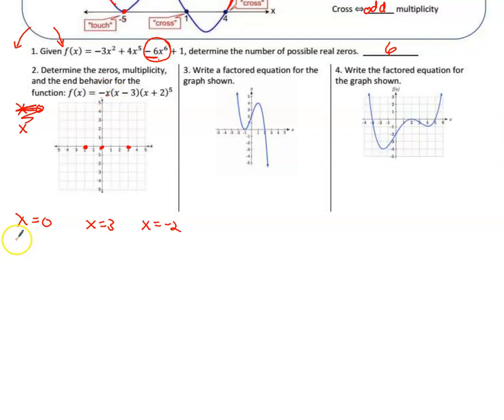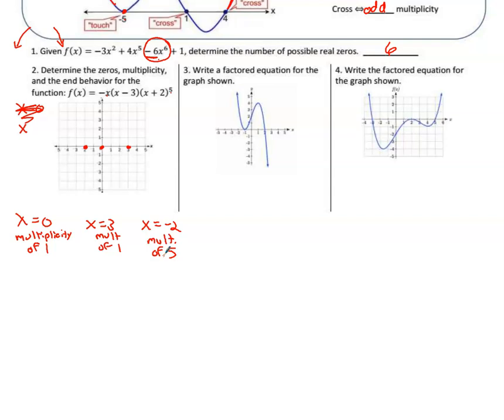At 0, we have a multiplicity of 1. At 3, we have a multiplicity of 1. And at negative 2, we have a multiplicity of 5. Well, since all of those are odd, the graph is going to cross through.